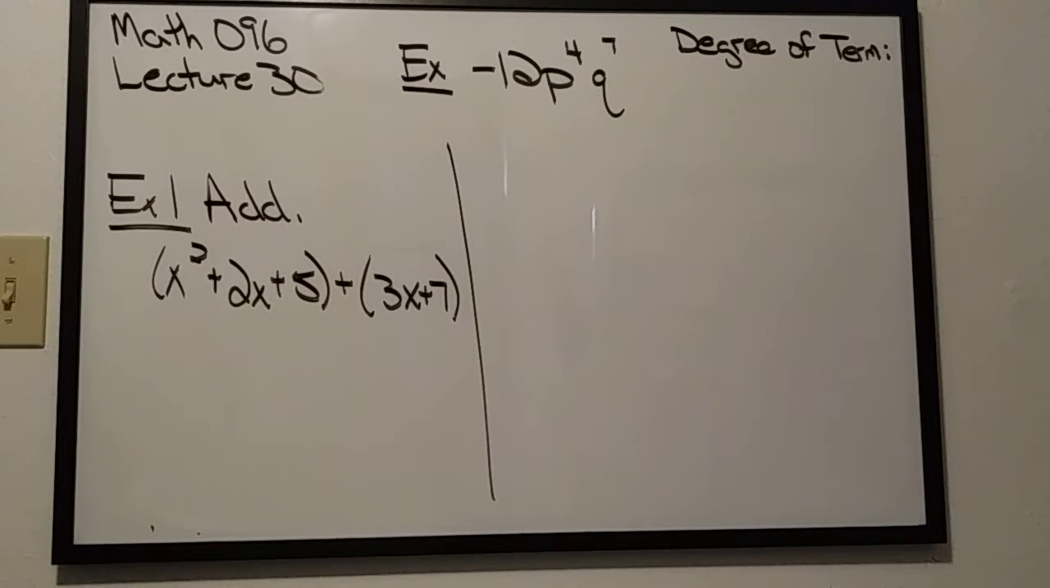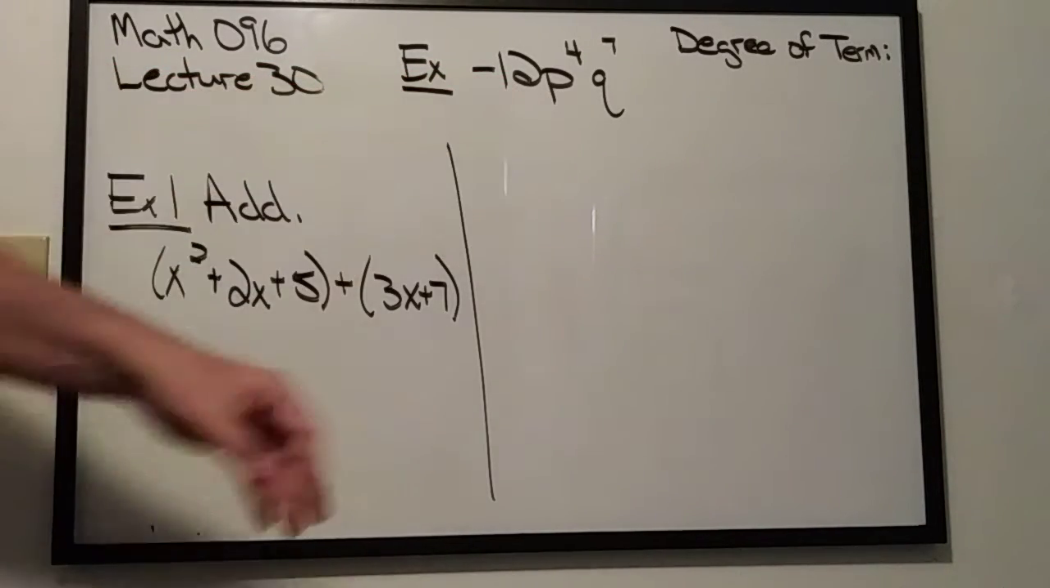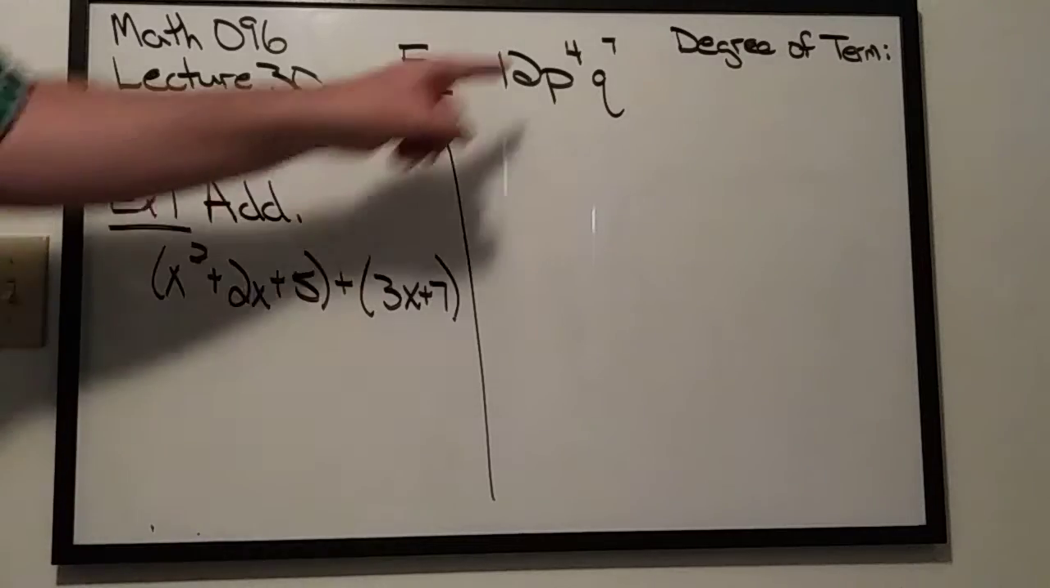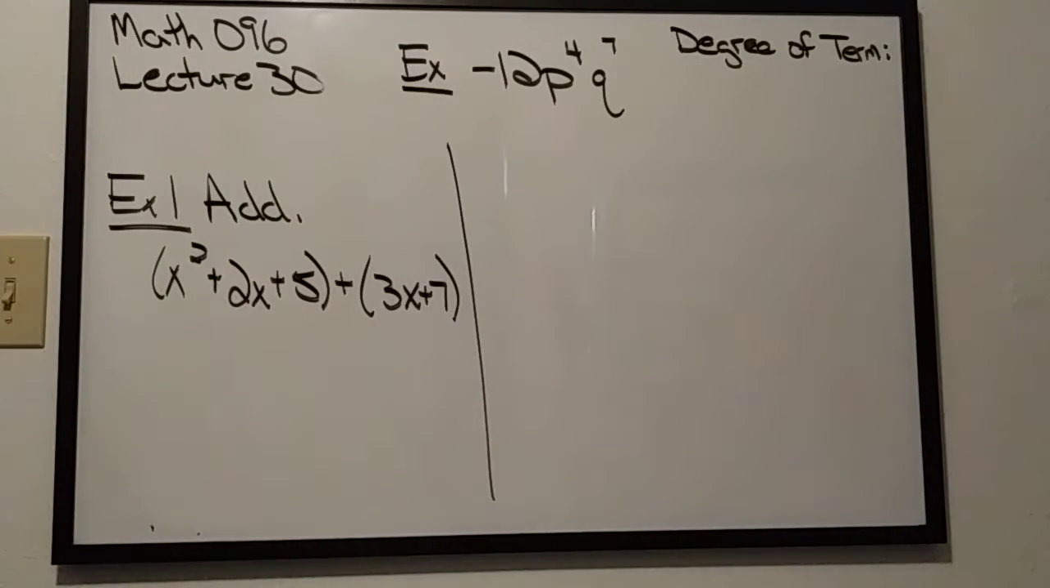Now, I've given you things in terms of x and y, but we can write down polynomials in any two variables that you want. So an example of a polynomial in two variables would be negative 12 p to the fourth q to the seventh. Now, as you look at this once again, you can double check. Negative 12 is a real number, and 4 and 7 are both whole numbers, so this is definitely an example of a polynomial in two variables.